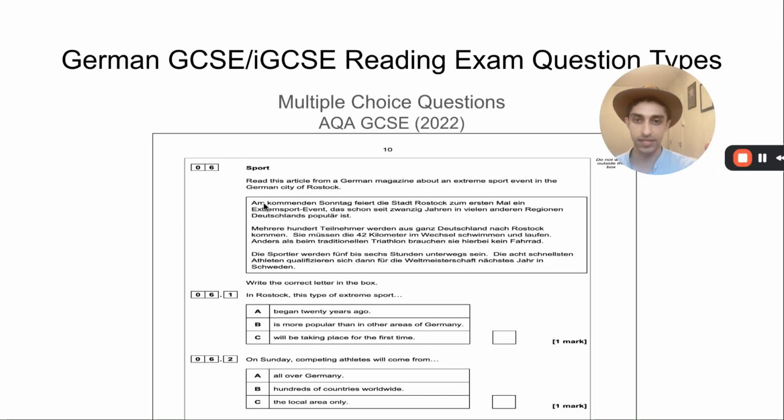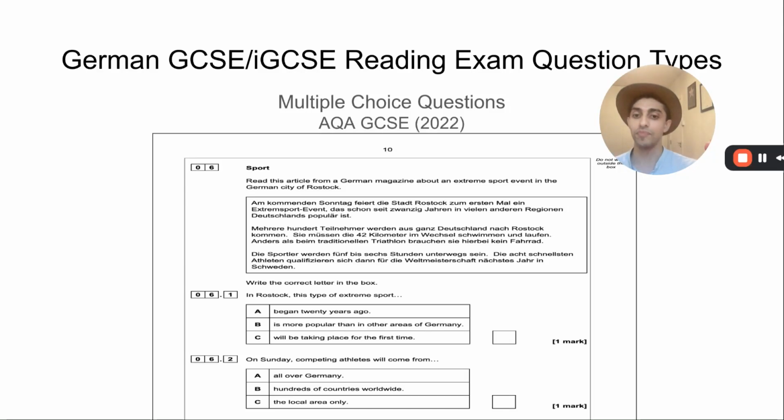It says, next Sunday, the city of Rostock will celebrate for the first time an extreme sports event, which is or has already been popular for 20 years in many other regions of Germany. So that information actually tells us a few things. Of course, it reveals the correct answer. If you're able to read it or translate it correctly, you would realize that the answer is, of course, C. This type of extreme sport will be taking place for the first time in Rostock.